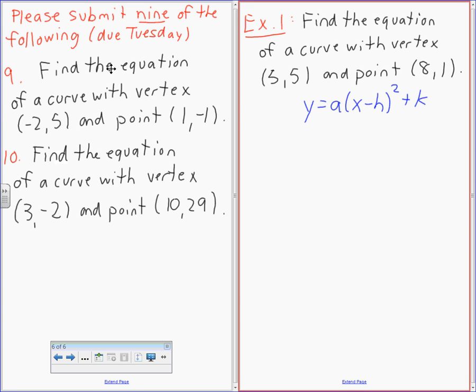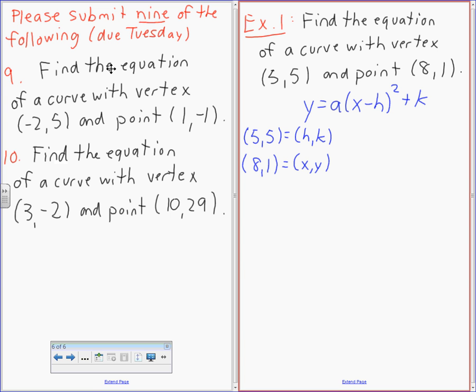What's the vertex in this equation, please? Good. Okay, so I'm going to say 5 and 5 is going to be my h and my k, because 5 and 5 is your vertex. The x of the vertex is going to be your h, and the y of your vertex is going to be your k. Then I'm also going to say over here, 8, 1 is x and y.